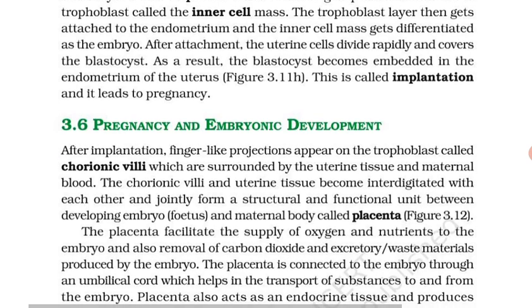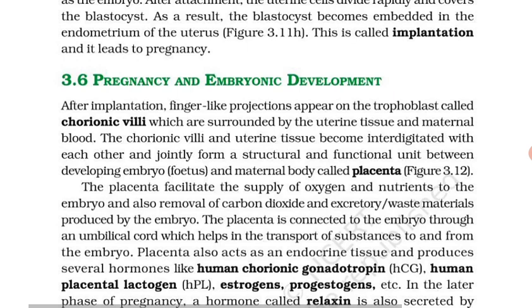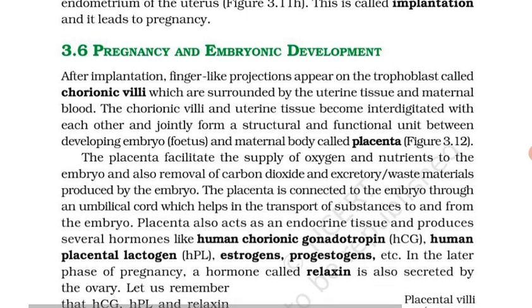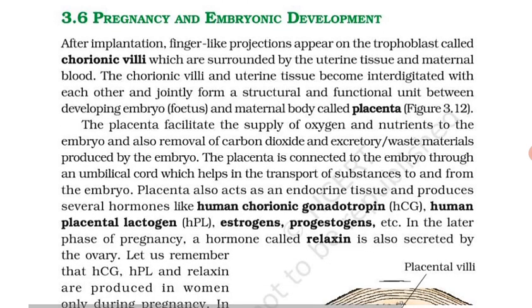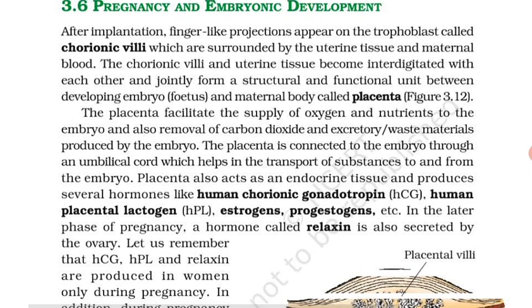Placenta also acts as an endocrine tissue and produces several hormones like human chorionic gonadotropin (HCG), human placental lactogen (HPL), estrogens and progesterone, etc. Which several hormones? 4 hormones: HCG, HPL, estrogen and progesterone, etc. In the later phase of pregnancy, a hormone called relaxin is also secreted by the ovary. Relaxin is secreted by the ovary, correct?